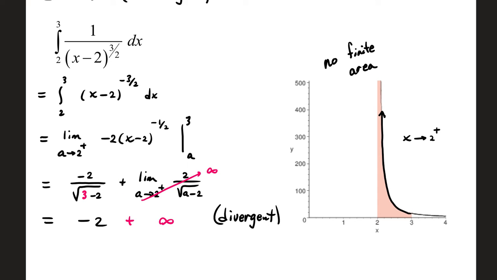And then we apply our limit: 2 over square root of a minus 2. As we let a approach 2 from the right, we get closer and closer to 0. If you have a fixed numerator and your denominator gets increasingly closer to 0, then that makes the fraction really large. So this limit actually approaches infinity. Infinity minus 2 is still infinity, so this is a divergent case.